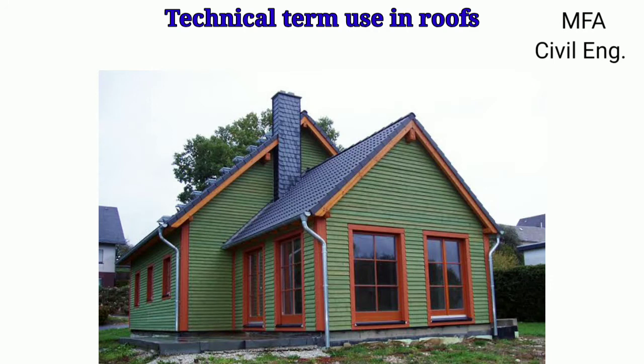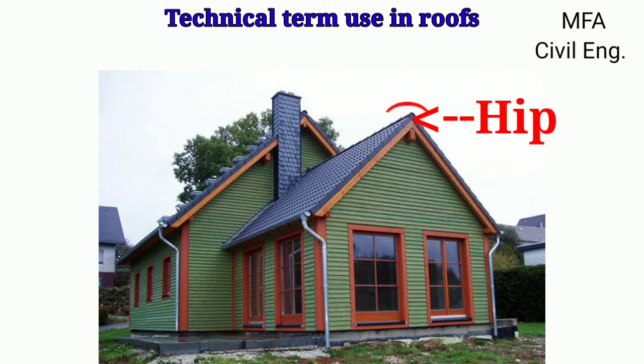Basically, we are going to learn various technical terms used in a roof one by one. So let's start. The clear distance between the supports of the roof truss or beam or an arch is called the span. The vertical distance between the top of the ridge and the wall plates is called the rise. The ridge, which is met by the intersection of two sloping surfaces, is termed the hip.